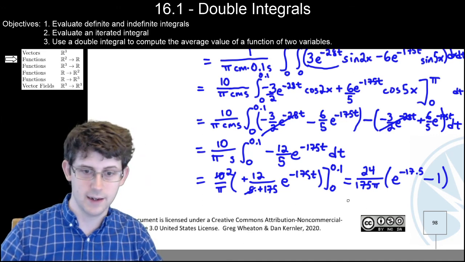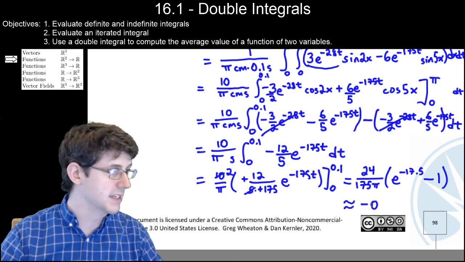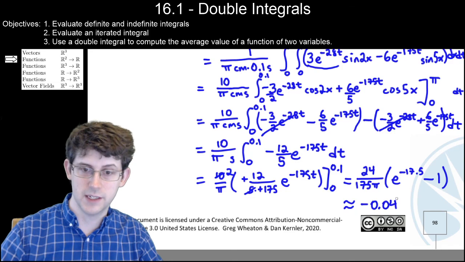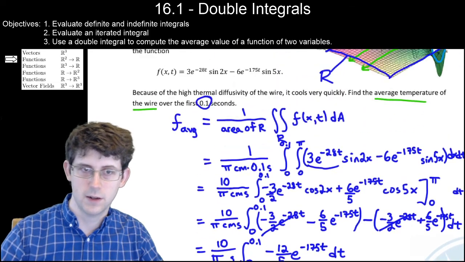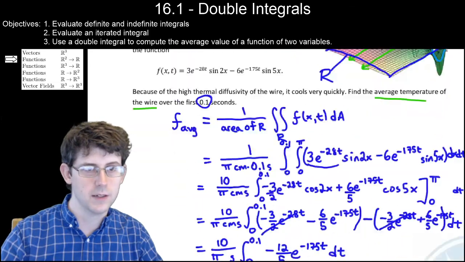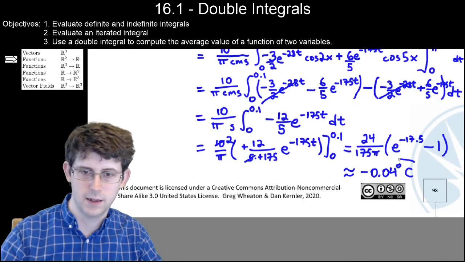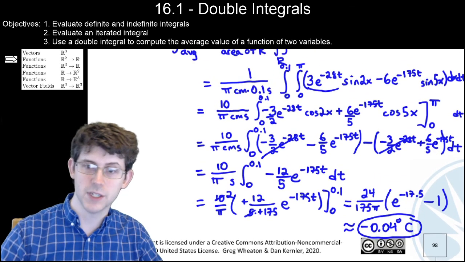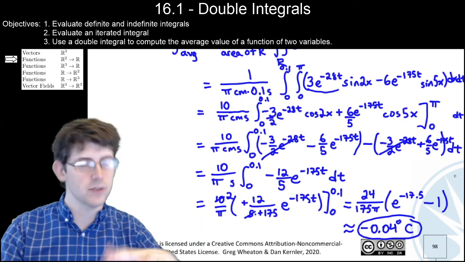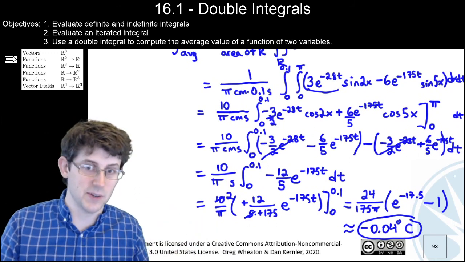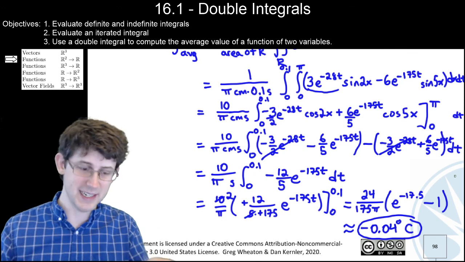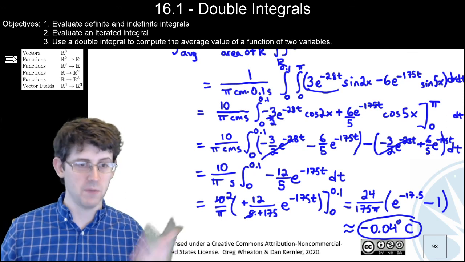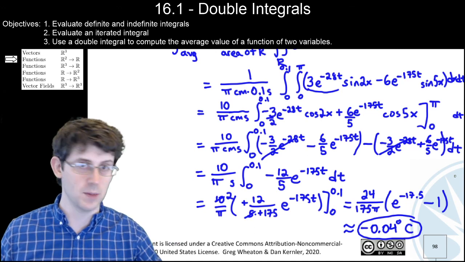So I got minus 0.04 degrees Celsius. So this is our average temperature over the length of the wire and over time. And the fact that there were 2 variables there and that one was space and one was time just kind of didn't matter to our formula. So hopefully you can see the power of double integrals.